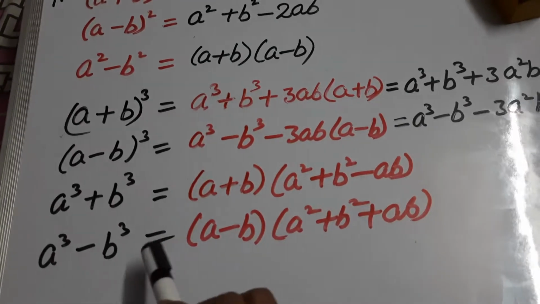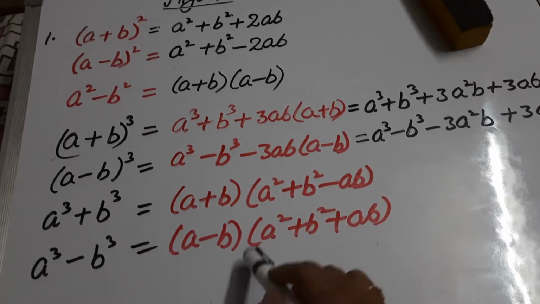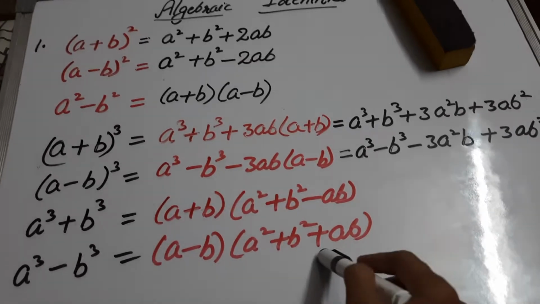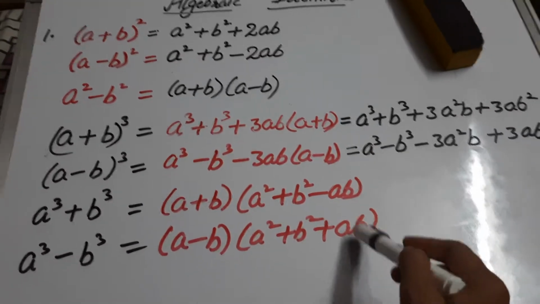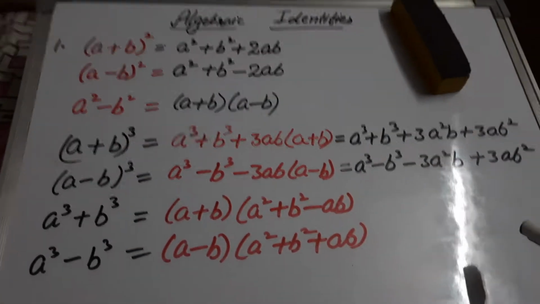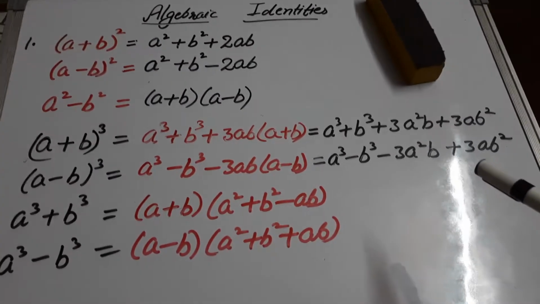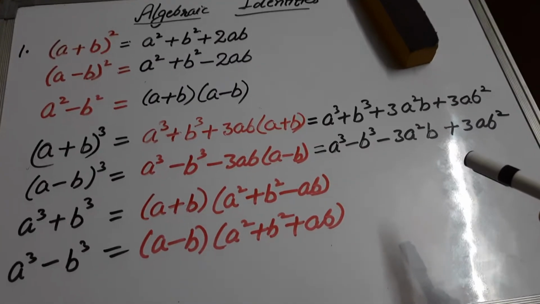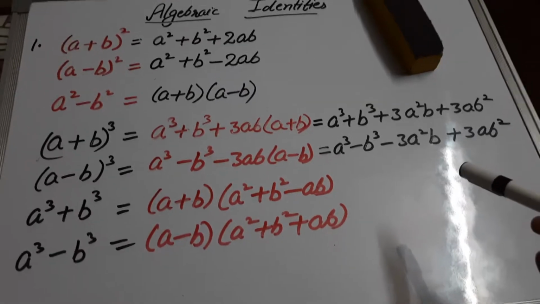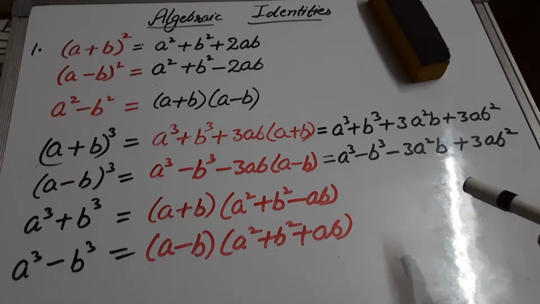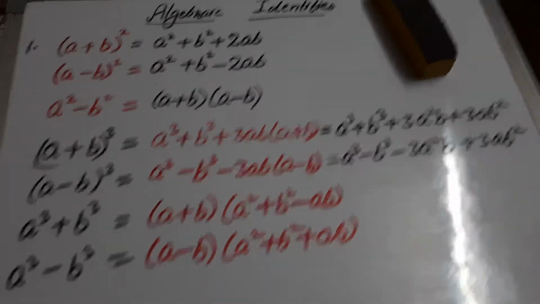And a cube minus b cube is equal to a minus b into a square plus b square plus ab. So note down these algebraic identities in your notebook. That will help you in this chapter if required. So let us start 4.1 exercise now.